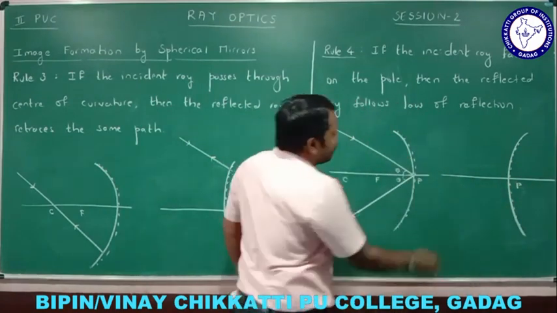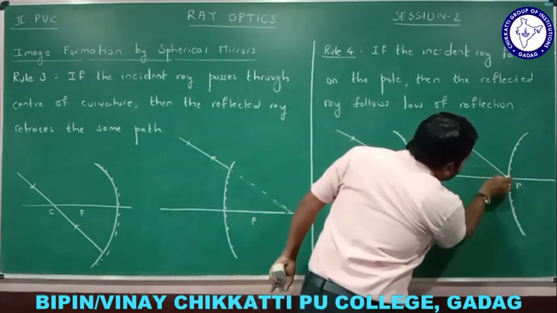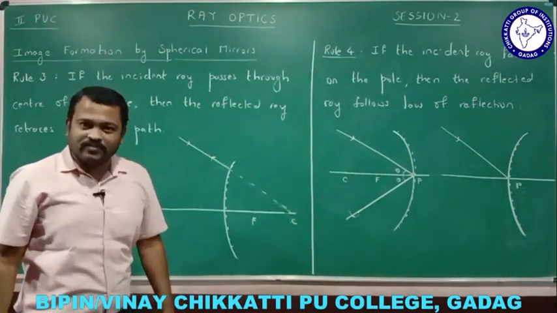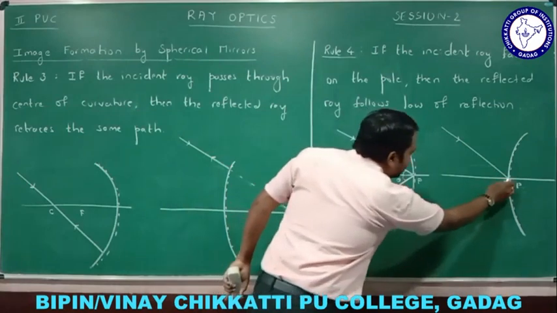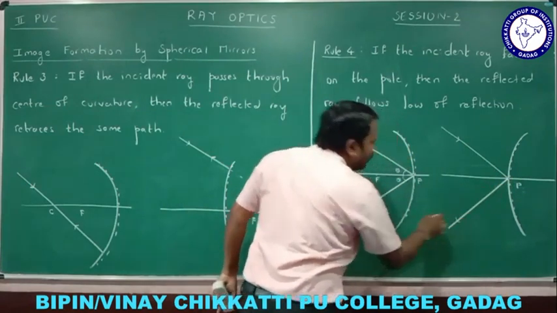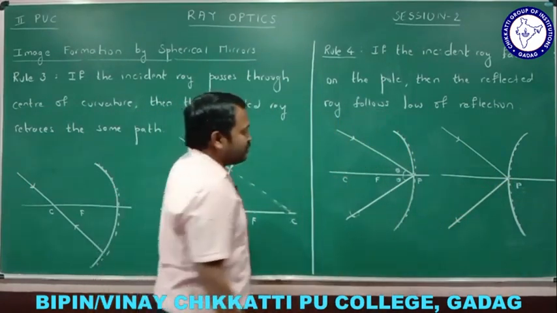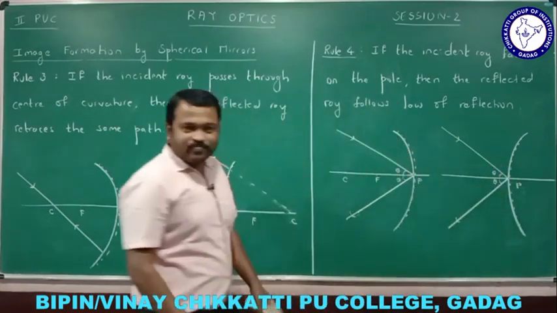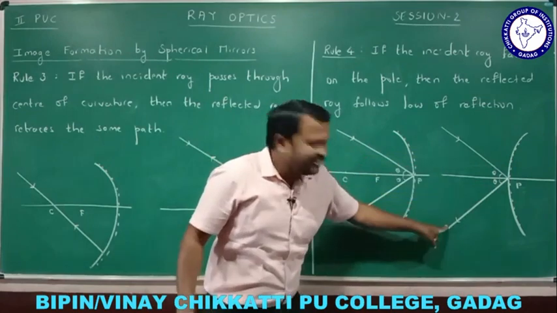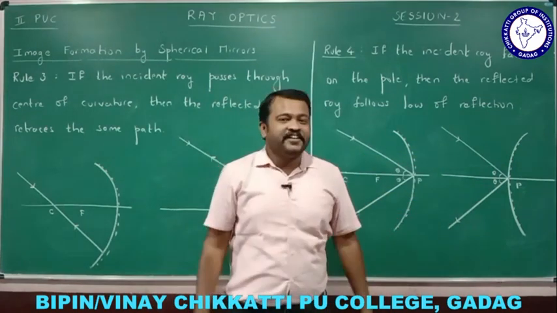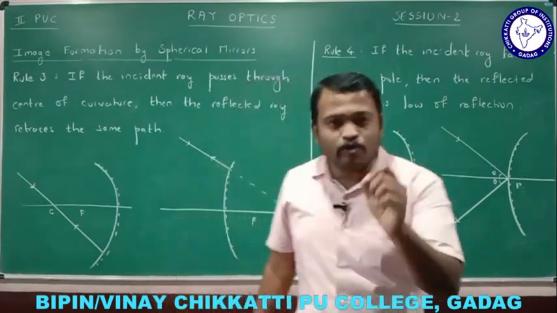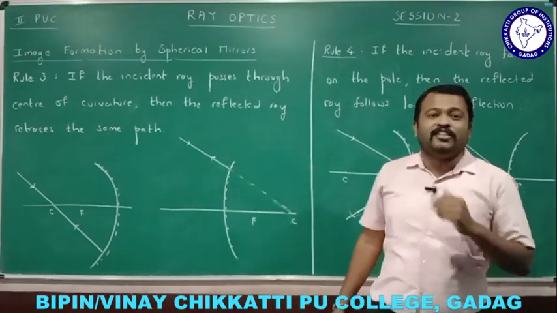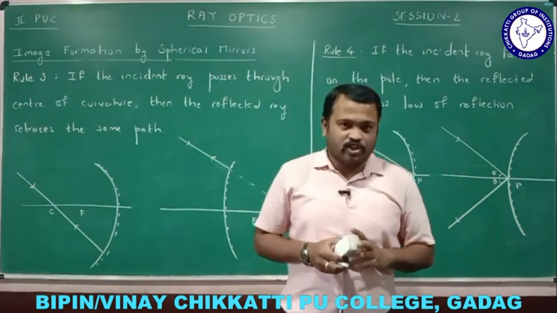Let me check it out. When a ray of light falls at the pole, if the incident ray falls on the pole, then the reflected ray again follows the law of reflection itself. So if this angle is theta, this angle will also be theta. This is the incident ray and this is the reflected ray. These are the rules which are used to find where the image is formed by the object.